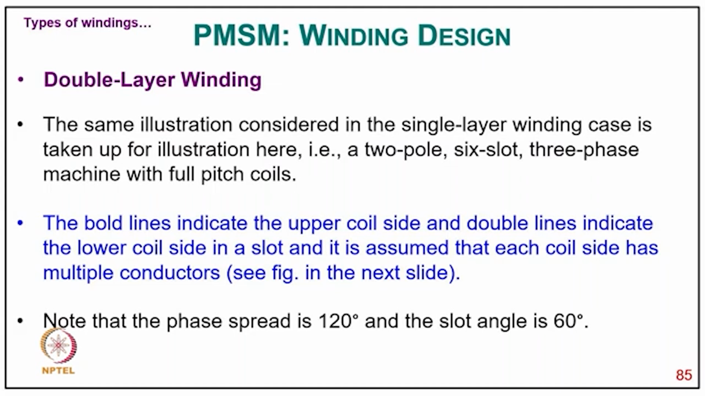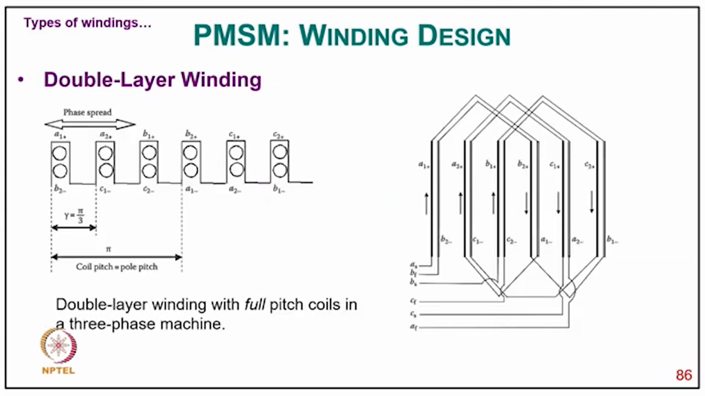Note that the phase spread is 120-degree and the slot angle is 60-degree. So in one double layer you can have either phase spread 60-degree or 120-degree. Here we can say the phase spread is typically 120-degree. So here we have 2 slots per phase, each slot is 60-degree, so 2 slots are 120-degree.